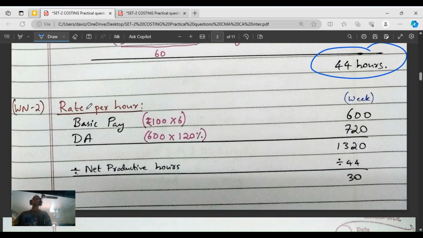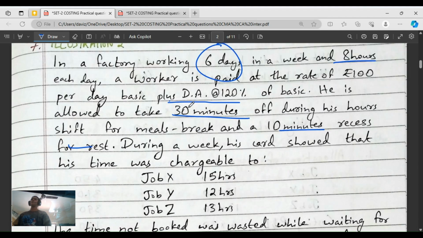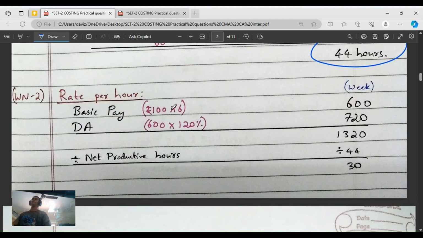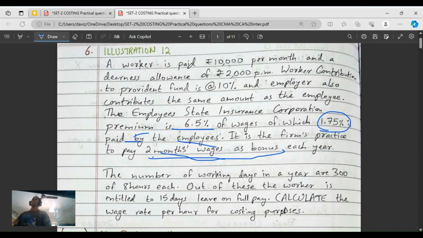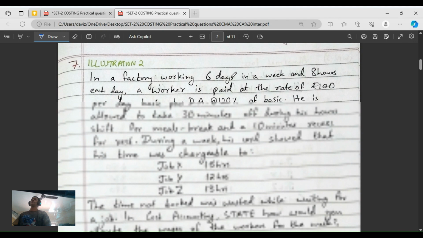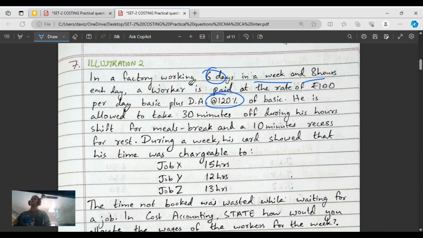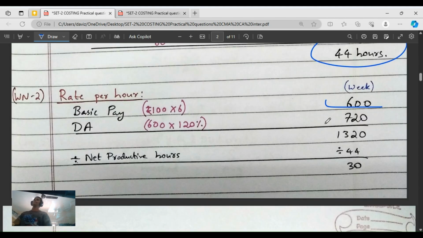And now working note 2 shows the rate per hour. Basic pay is rupees 100 per day, so 100 into 6, 600 for a week. Plus DA, which is given at 120%, so DA is 720. Total 1,320 divided by net productive hours, so we got rupees 30 as rate per hour.